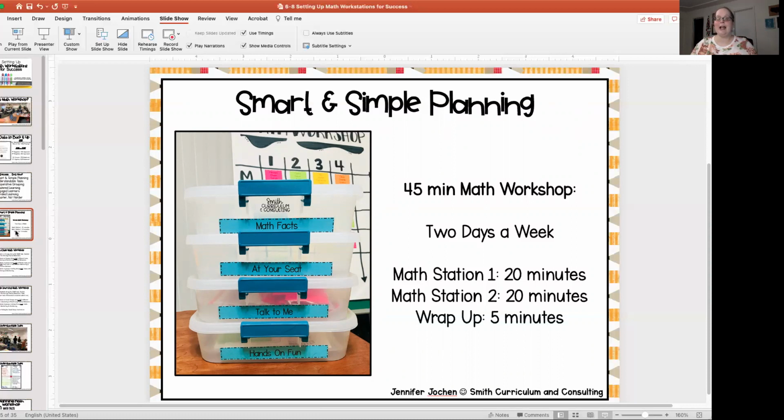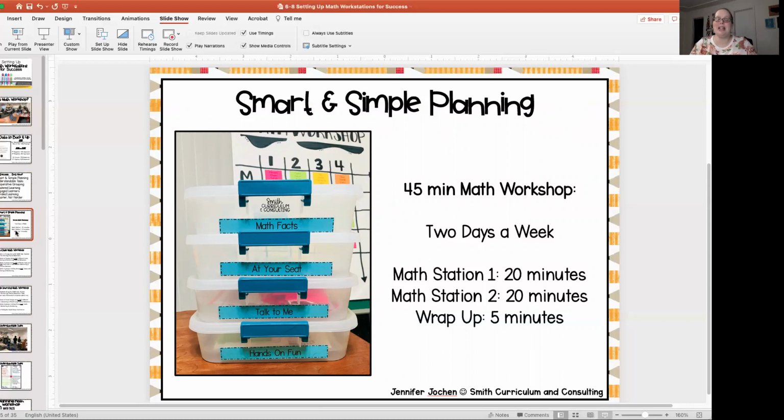I typically had more than 1 set of each station so that I did not have groups of 6 or 7 kids. I could actually have groups of 4 students. So there may be 2 groups at the math fact station or the at your seat station, and that's perfectly fine. And you may be asking, well, what am I doing during this time? Well, that's a great question.